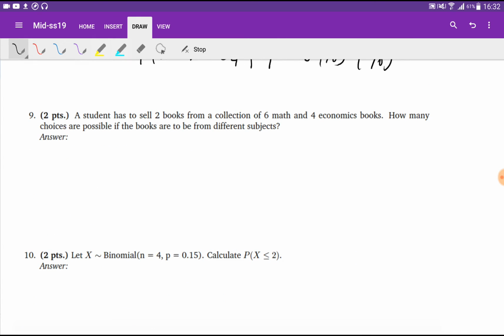Problem number 9, a student has to select 2 books from the collection of 6 maths books and 4 economics books, right? So let me call them Maths 1, Maths 2, Maths 3, Maths 4, Maths 5, and Maths 6, and Economics 1, 2, 3, and 4. So what are the different choices of books from different subjects, right? So we need to just make the pairs, right?